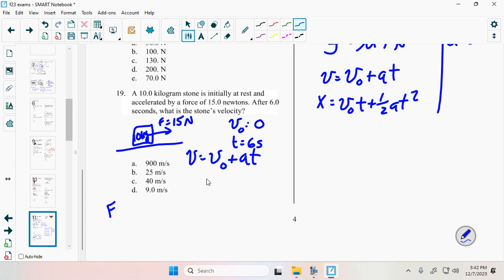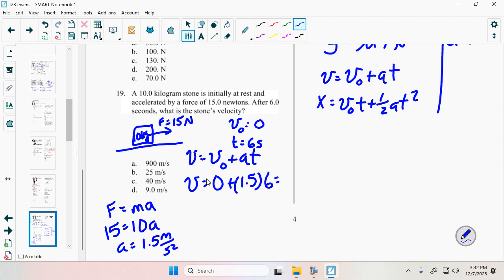However, I also know that F equals m times a. 15 equals 10 times a. So a is equal to 1.5 meters per second squared. So now I can plug that in. I get v equals 0 plus 1.5 times 6. That's 9 meters per second. Okay.